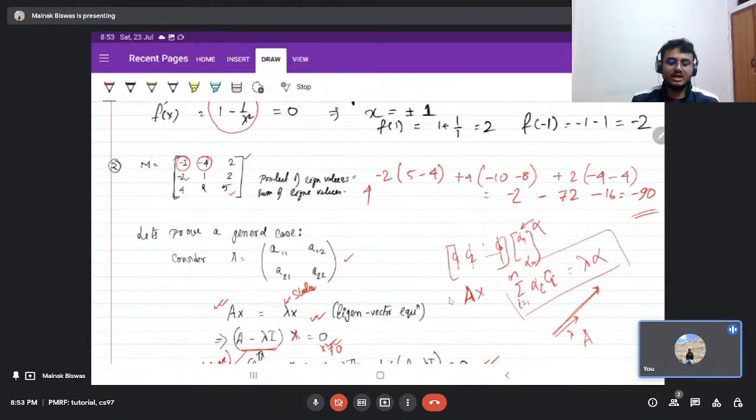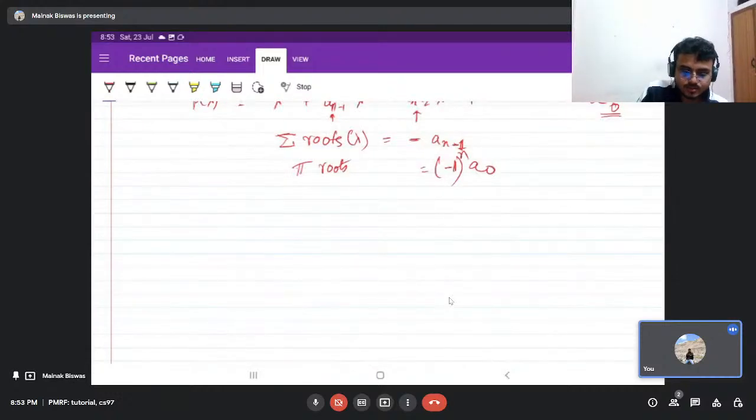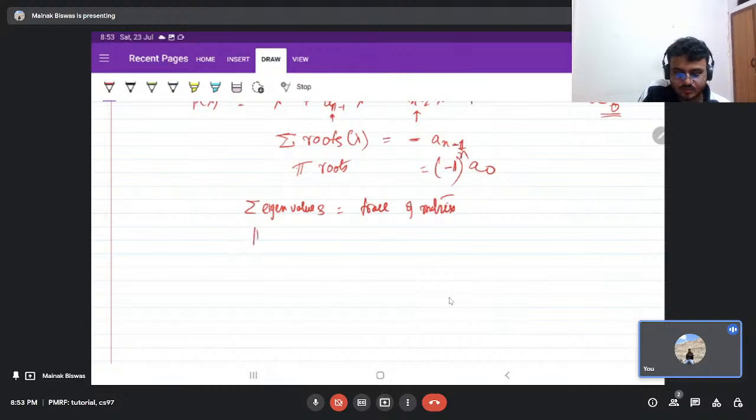So we have seen the proof that the sum of the eigenvalues is nothing but the trace of a matrix. We have seen you can generalize it to any power. I just showed you up to 3. So the sum of eigenvalues is equal to the trace of the matrix, and the product of eigenvalues is equal to the determinant of the matrix.